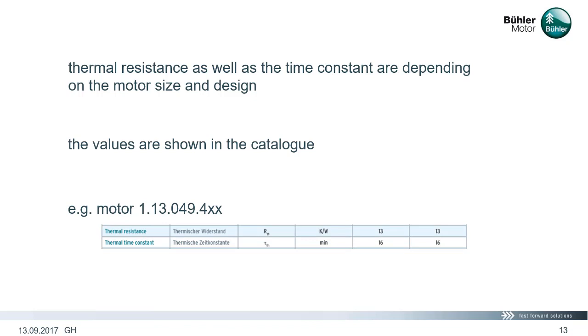Here you see the values for the motor 113049-400, where we see the thermal resistance RTH 13 Kelvin per watt and the thermal time constant tau Th with 16 minutes.